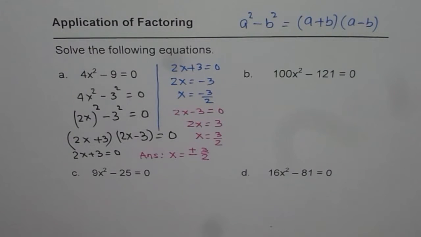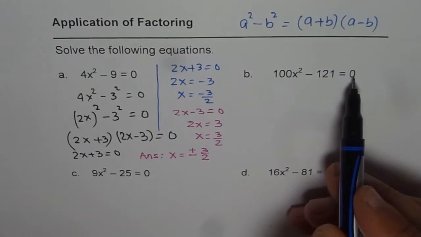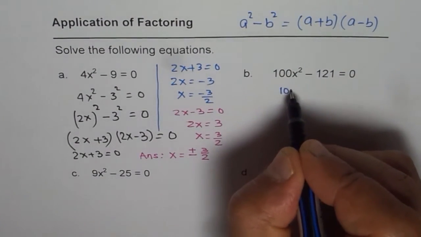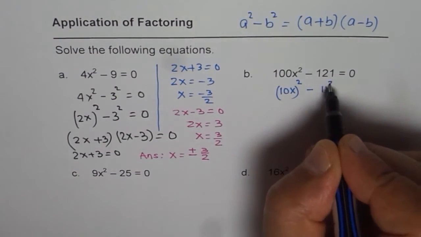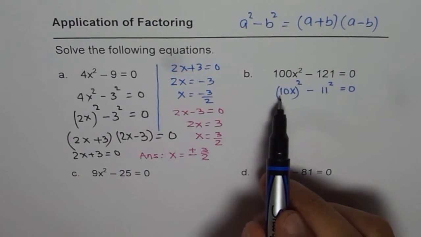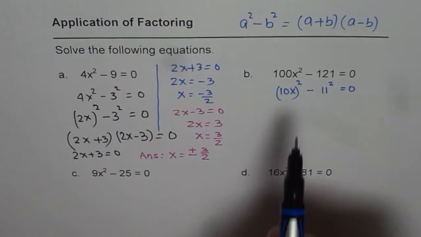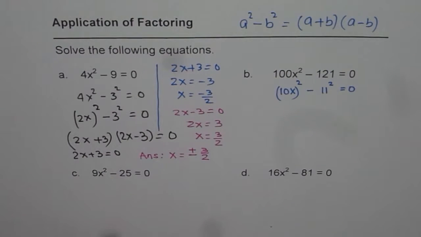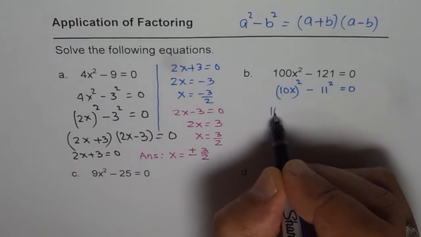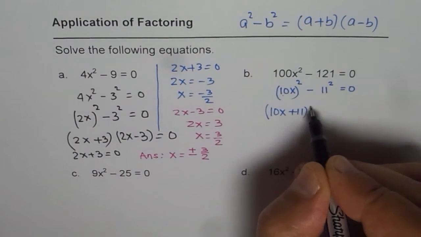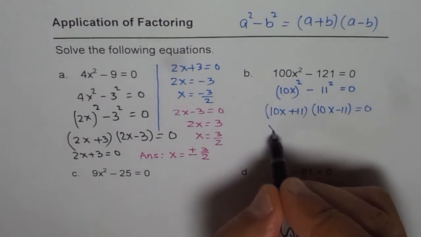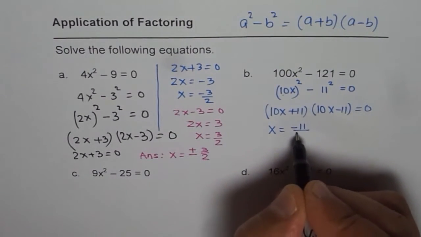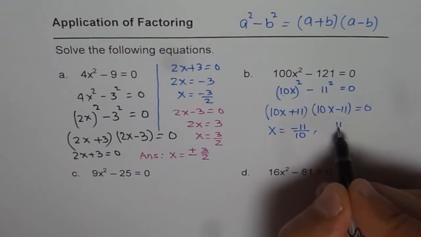Now the next one. 100x squared minus 121 equals 0. 100 is 10 squared, so we could write this as (10x) whole squared. 121 is 11 squared, right? So what we have here is (10x) squared minus 11 squared equals 0. Factor using difference of squares. Difference of squares is the product of their sum and difference. The sum is 10x plus 11 and the difference is 10x minus 11. That should be 0. Now this is 0 when x equals minus 11 over 10 or x equals 11 over 10, right?